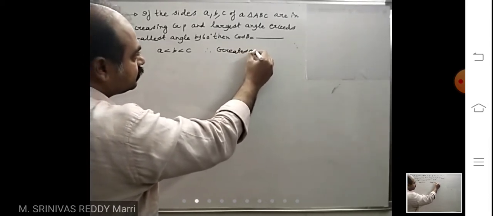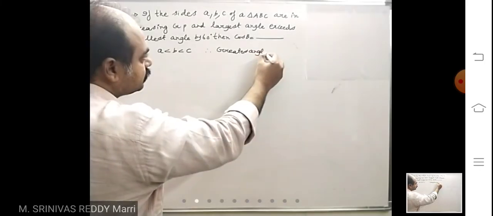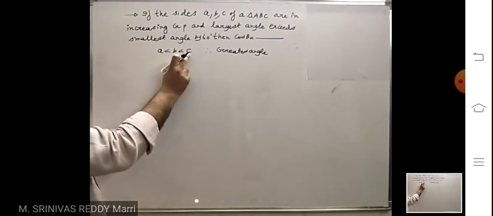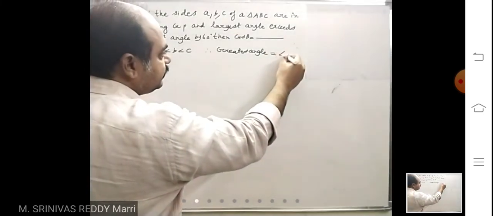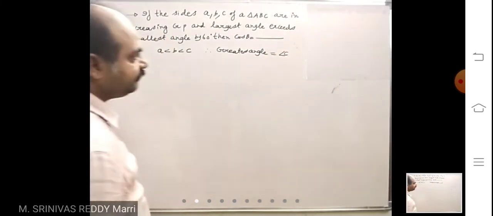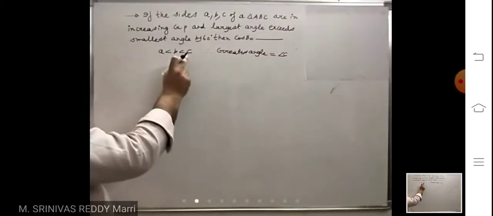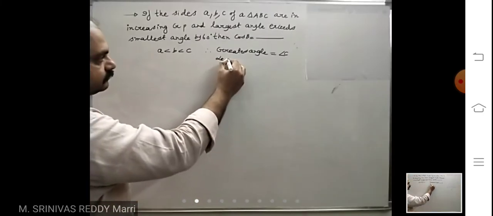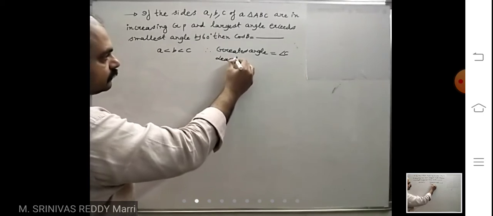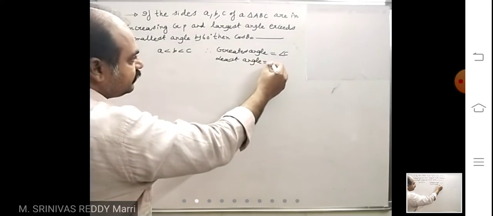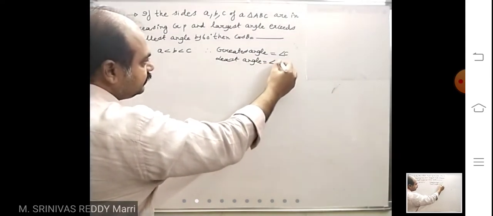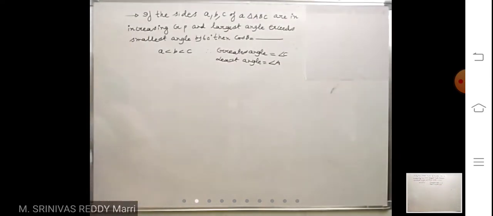angle. If you look at here, C will be the greatest side. Therefore, greatest angle will be angle C, because C is the greatest side. So therefore, least angle is nothing but angle A.